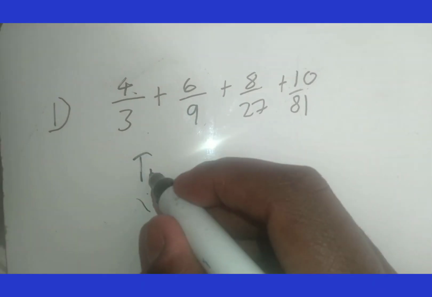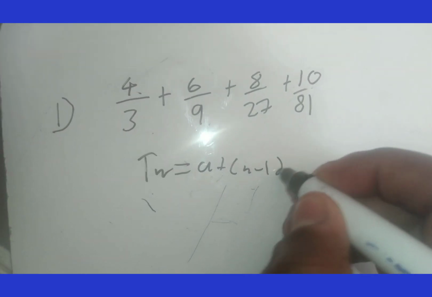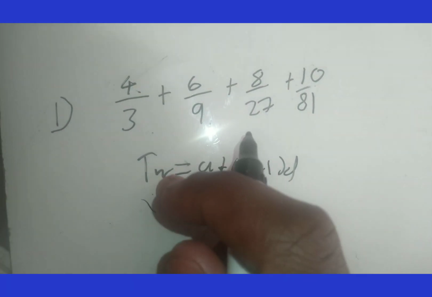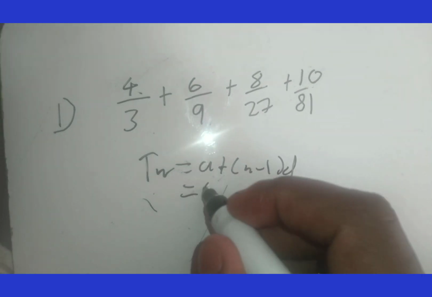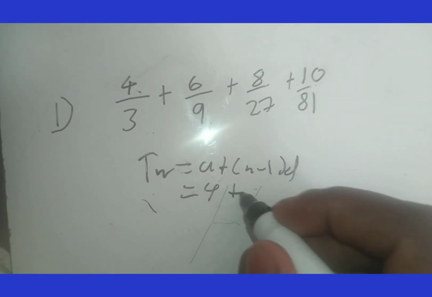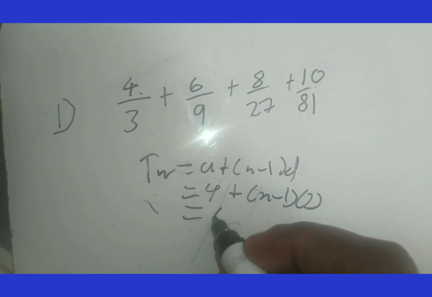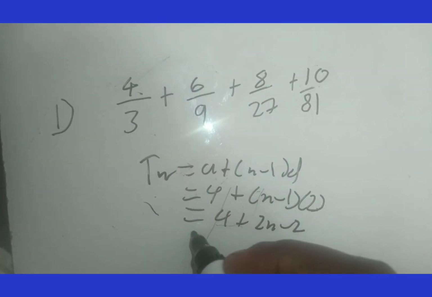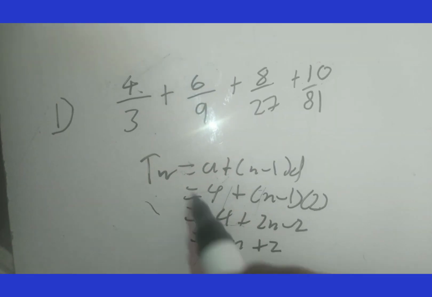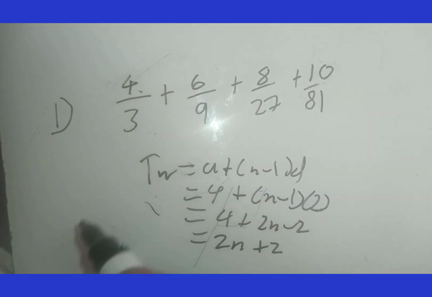Since there is a common difference, the top is arithmetic. So Tn equals a plus (n minus 1)d. In some schools, they write it as a plus (n minus 1) times d. Tn equals our a, the first term, remember, we're dealing with the numerators only, plus (n minus 1) times our d, which is 2. That gives 4 plus 2n minus 2, so our final formula for the numerator is 2n plus 2. Because the numerator is arithmetic and the denominator is geometric, we have to deal with them separately.